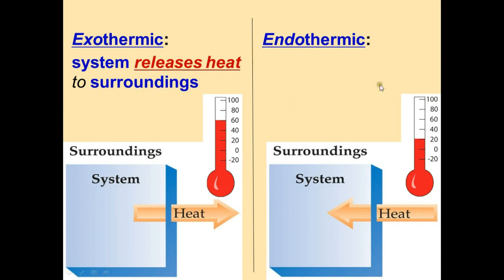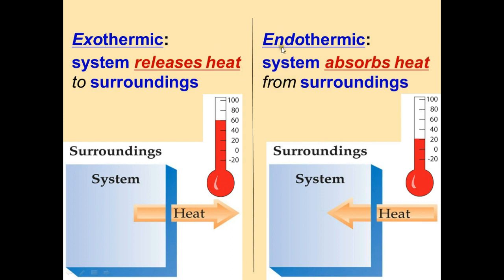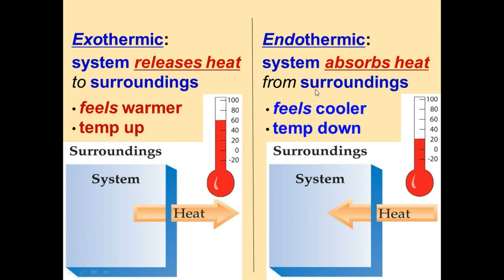Then endothermic is the exact opposite. Endo means inside, and thermic is temperature. So endothermic means that heat moves in, and the system absorbs heat from surroundings. Notice how in endothermic heat moves in, and exothermic is the exact opposite, heat moves out. Exothermic reactions feel hot because the heat is released to the outside. Endothermic is the exact opposite. It feels cooler because the heat is being absorbed. It takes away heat and makes it cooler. Hence the thermometers: here it's at 20 degrees and here it's at 60, because heat's being pulled in and heat's being released.